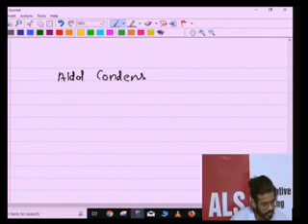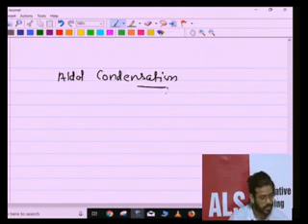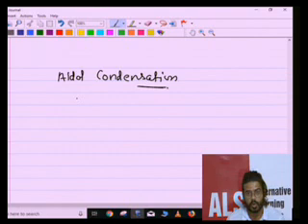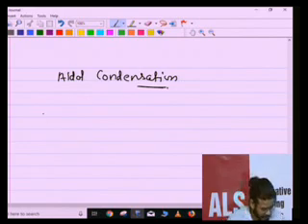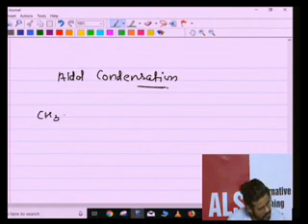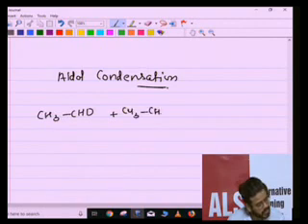It's a name reaction, aldol condensation. In aldol condensation, two similar molecules of a carbonyl compound which has alpha hydrogens are involved. Let's say I consider CH3CHO plus CH3CHO. Both the molecules are the same and both have 3 alpha hydrogens.